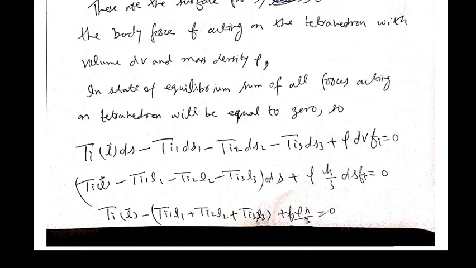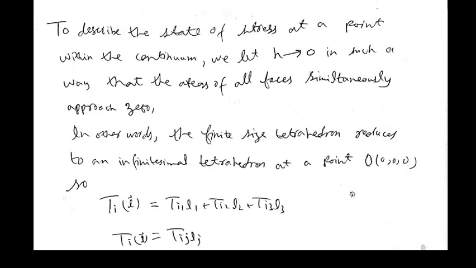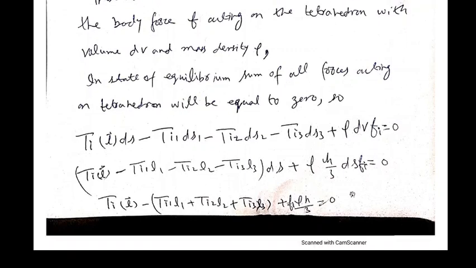We can write this by putting dS1 equal to l1 dS, dS2 equal to l2 dS, dS3 equal to l3 dS, and taking dS common from these four terms, and using the volume dV equal to h by 3 dS. This can be written in this form. We have cancelled out this dS from both sides.